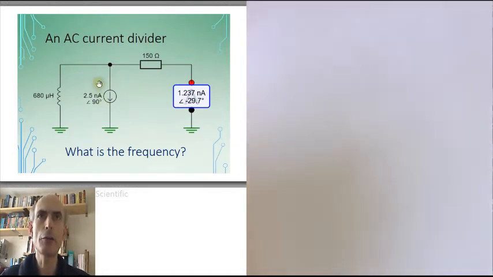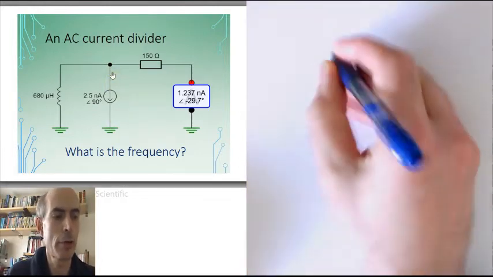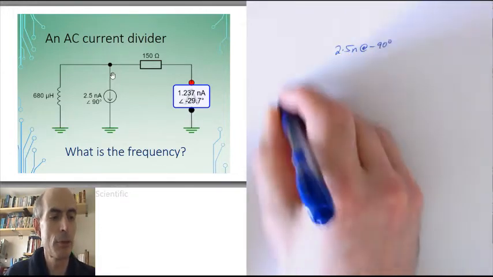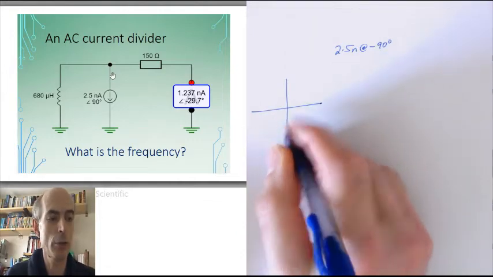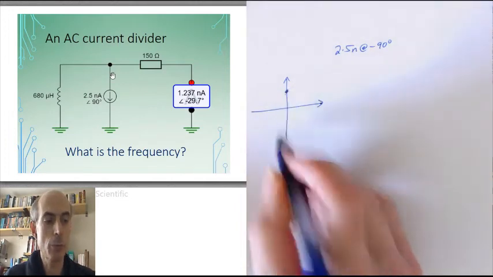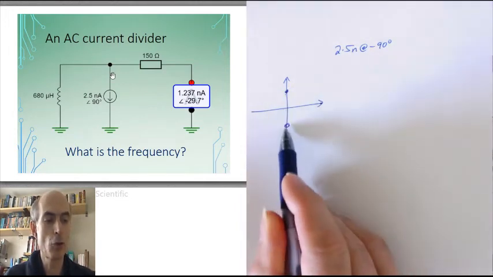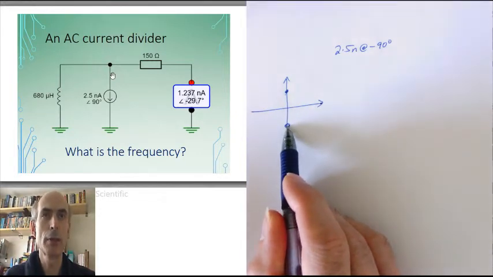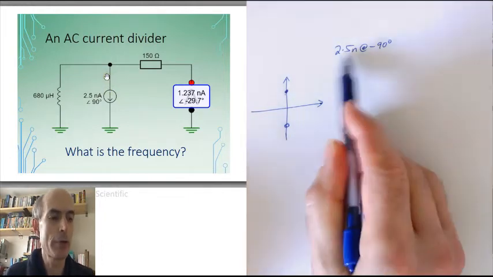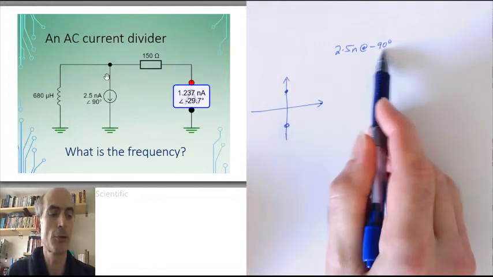Firstly, if the current flowing down this way is 2.5 nano at 90 degrees, then the current flowing up in the other direction must be 2.5 nano at minus 90 degrees. Since 2.5 nano at 90 degrees would be there in the Argand diagram, multiply that by minus 1, it would end up down here. That is 2.5 nano at minus 90 degrees. So the phasor representation of the current flowing up through this current source is 2.5 nano at minus 90 degrees. In other words, it looks like a sine wave.